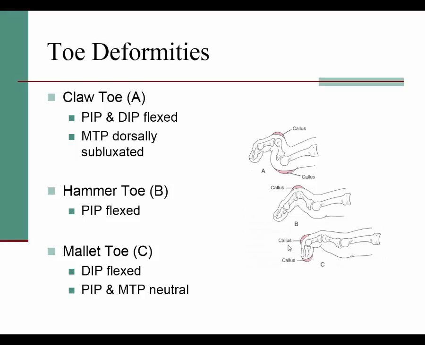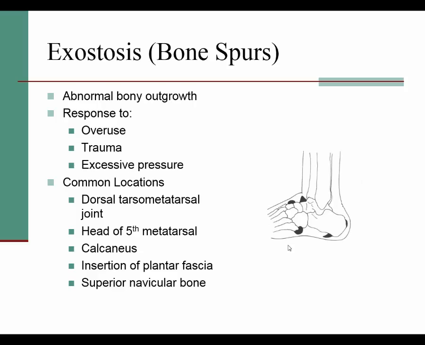And then bone spurs, exostosis. This is abnormal bony outgrowth. It occurs in response to either overuse, trauma, or too much pressure on a bony landmark or in an area. Common locations: the dorsal tarsometatarsal joint, the head of the fifth metatarsal, calcaneus, at the insertion of the plantar fascia, which is a big one actually, because this can create plantar fasciitis as well. And then the superior navicular bone.